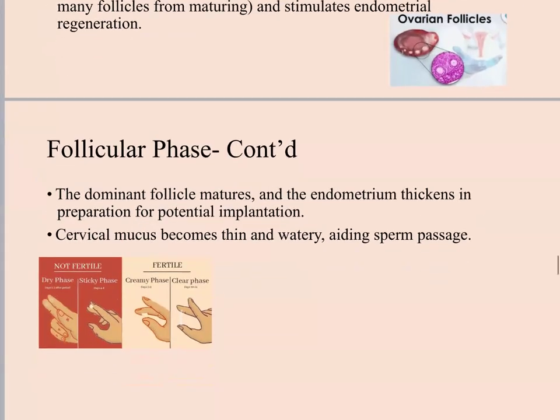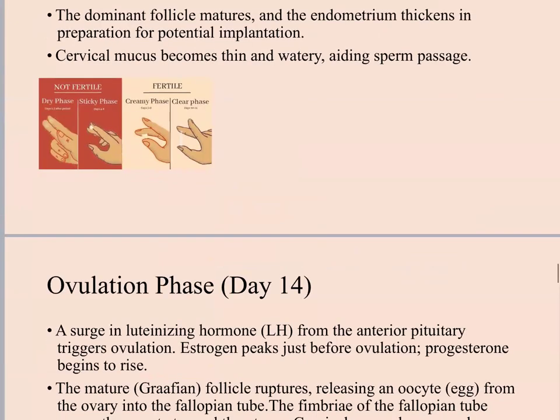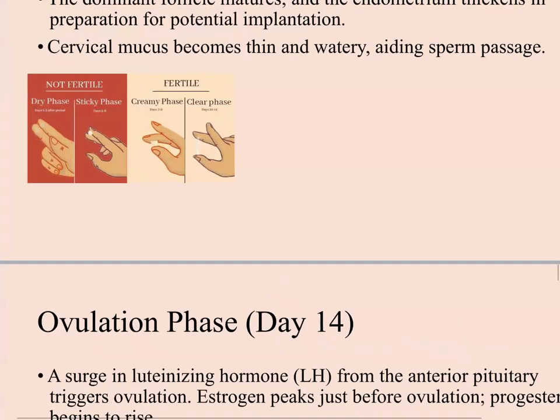So, the dominant follicle matures, and the endometrium thickens in preparation for a fertilized egg to implant. And the cervical mucus becomes thin and watery, aiding sperm passage. I really debated with myself whether to show you. You can do a Google image search if you'd like to see a real picture of this. It felt weird putting it in there, but here's a nice little cartoon.